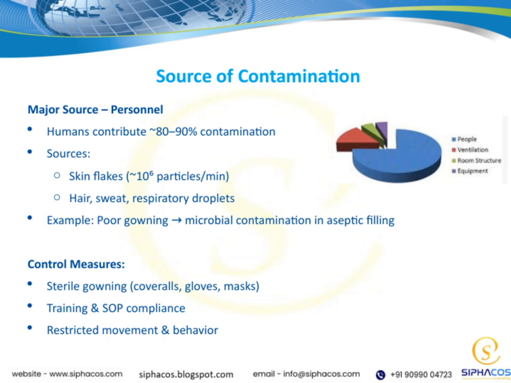To control these risks, we implement strict measures such as sterile gowning, including coveralls, gloves, and masks, to create a barrier. Equally important is comprehensive training and adherence to standard operating procedures. Additionally, controlling movement and behavior within the clean environment helps minimize the chances of contamination. All of these measures are essential because, ultimately, personnel are often the most significant source of contamination, and managing this risk is key to maintaining a sterile environment.